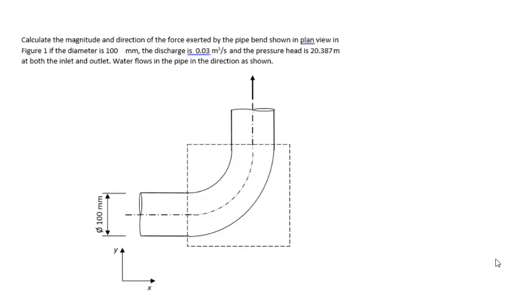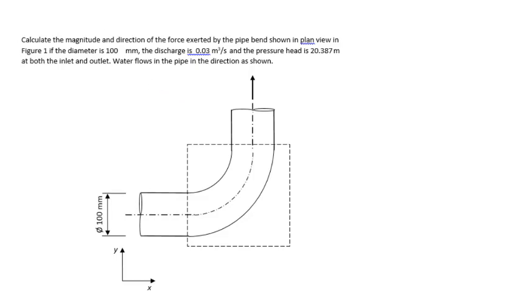Okay guys, so today we're going to do problem 5.5 in the textbook. So the question reads, calculate the magnitude and direction of the force exerted by the pipe bend shown in plan view in figure 1. If the diameter is 100 millimeters, the discharge is 0.03 meters cubed per second, and the pressure head is 20.387 meters at both the inlet and outlet. Water flows in the pipe in the direction as shown.